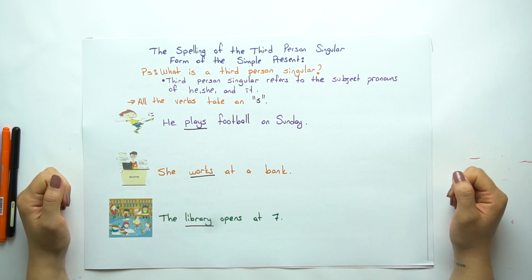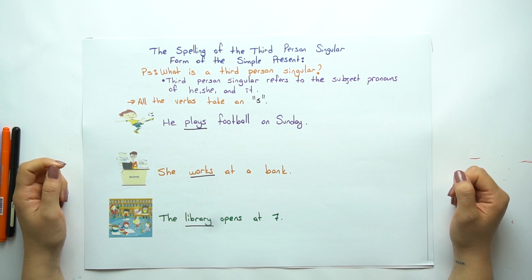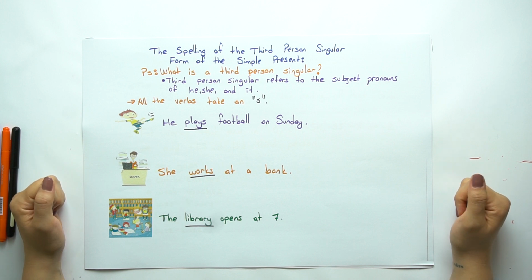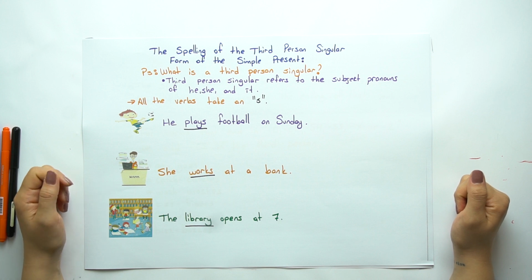Now we will continue with the spelling of the third person singular form of the simple present. So, what is a third person singular? Third person singular refers to the subject pronouns he, she, and it. Okay. So we use verbs in a different way when we use he, she, it subject pronouns. All the verbs take s.